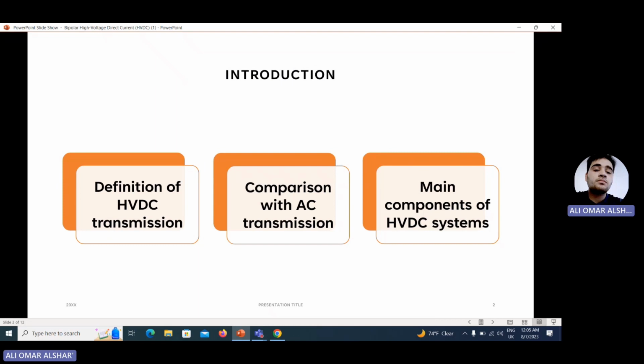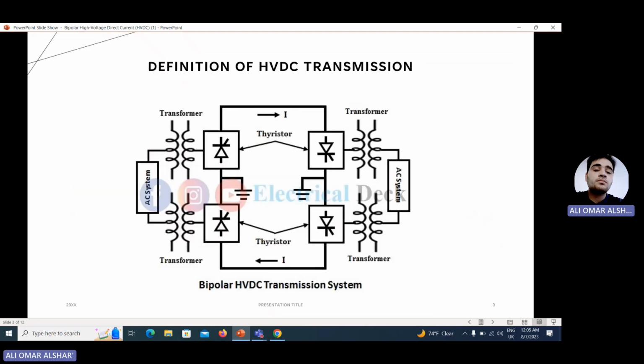Then let's see a comparison between the AC transmission lines and the DC transmission lines. The AC transmission lines have advantages and disadvantages, and the DC also have advantages and disadvantages. To compare them, first, AC is used for less power. On the other hand, DC is used for more power, high power, to transmit between cities.